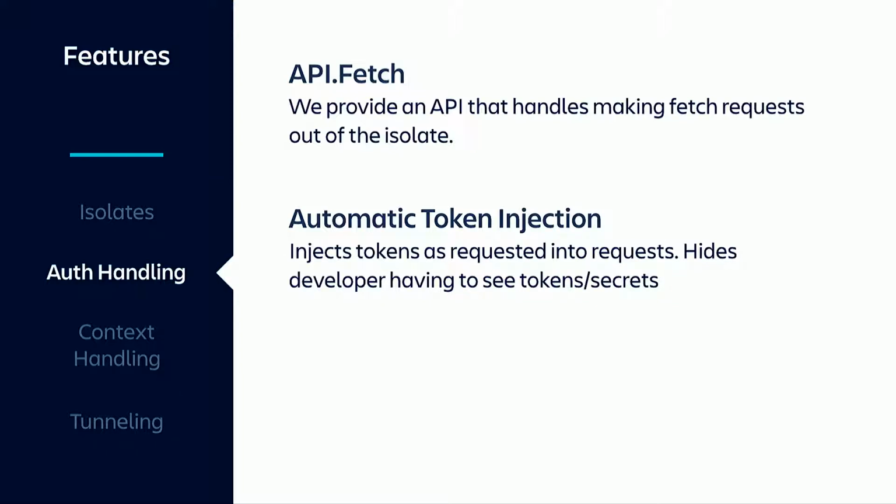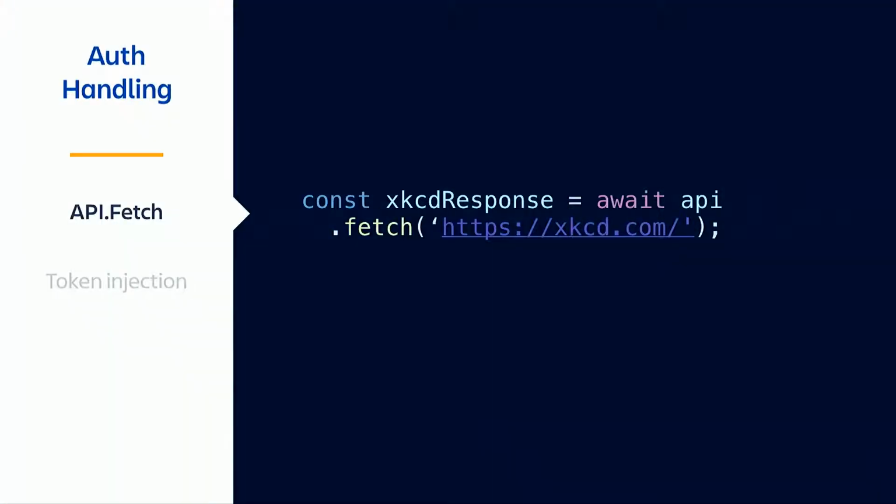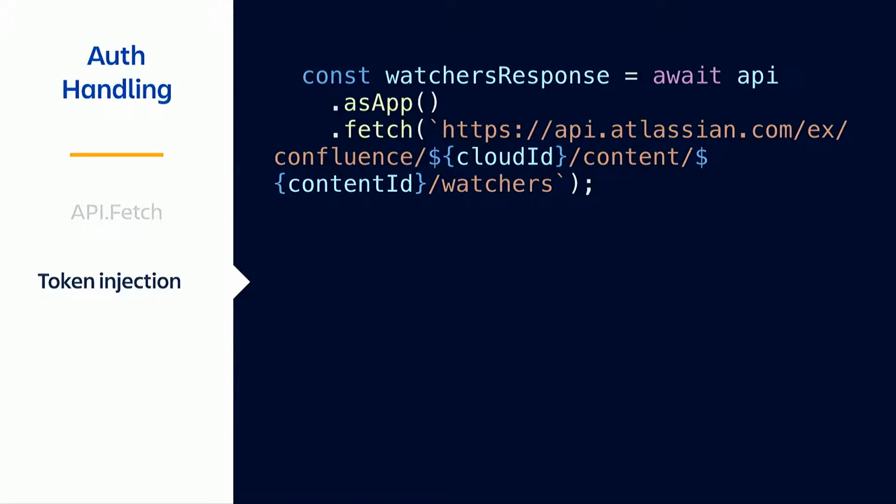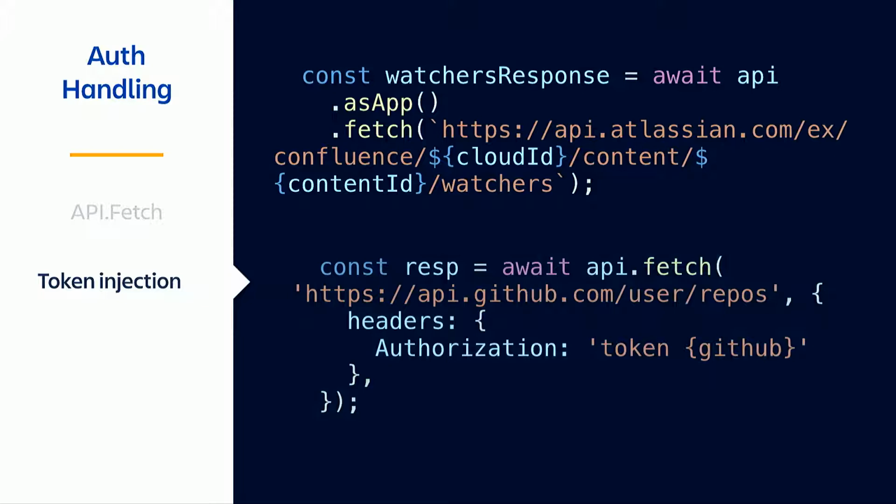We know you need to auth against our services. We know you need to auth against third parties. We can manage this for you. So as you saw here, we had API.fetch to XKCD. But what if you wanted to make an authenticated request to the Atlassian cloud? Well, it could do something like this. And this is actually available right now. As you can see, we've got asApp. And that asApp basically says, please inject the credentials I need to talk to Atlassian's cloud. And we've managed this on our backend, and it's all managed for you. But what if you wanted to talk to GitHub? Well, we can manage that for you as well.